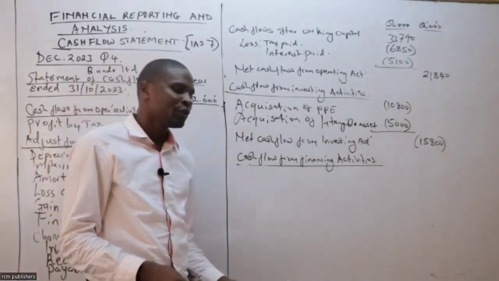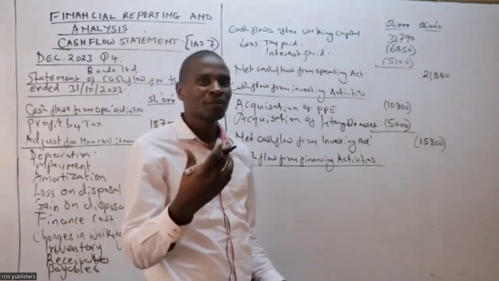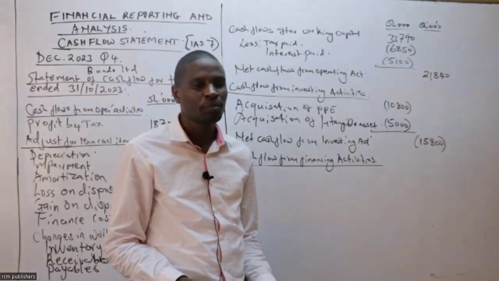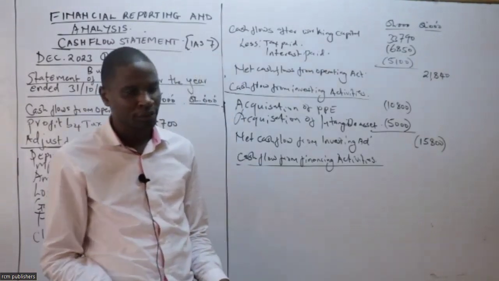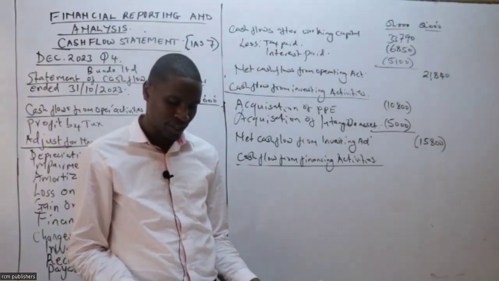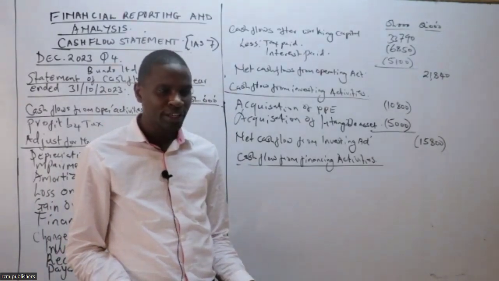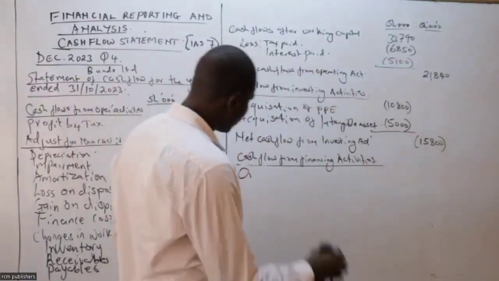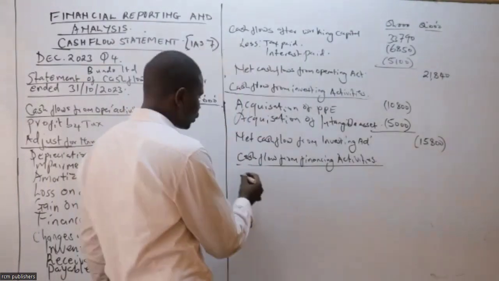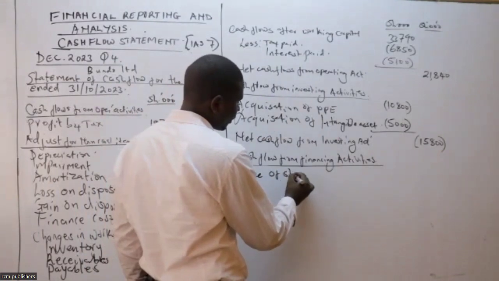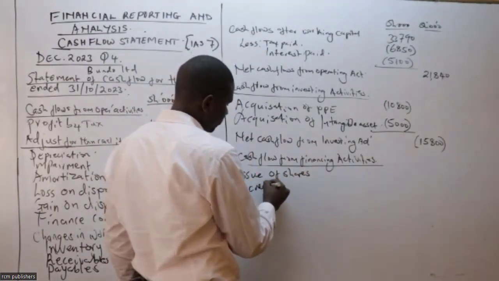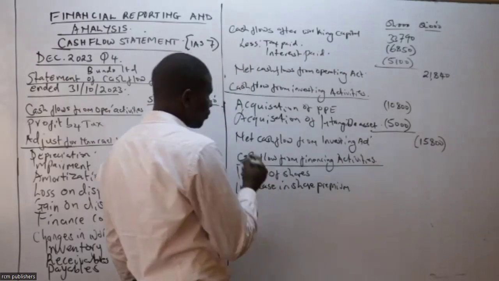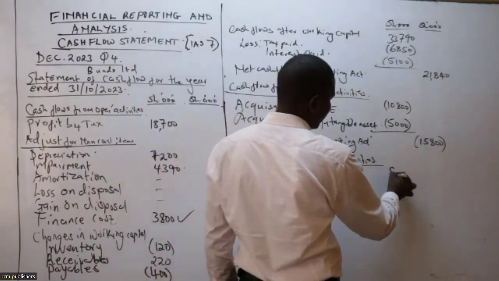So this one, you go with that analysis of taking the closing minus opening. So if I look at what I have here, closing is 40,000 and opening is 32,000. So ordinary share capital, there was an issue. We can combine them: issue of shares, increase in share premium. So if I look at that, I have 40,000 minus 32,000, it will give me 8,000.